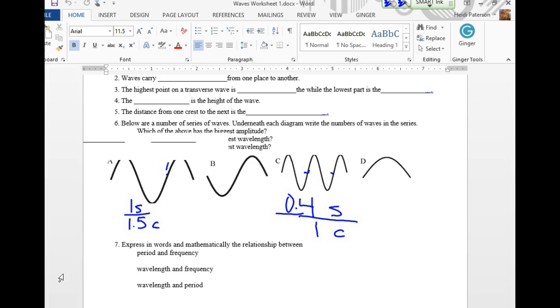So the period of this is 0.7 seconds for 1 cycle to happen. Picture B. How many complete waves do we have? 1. So that means that in 1 second, we have 1 cycle.